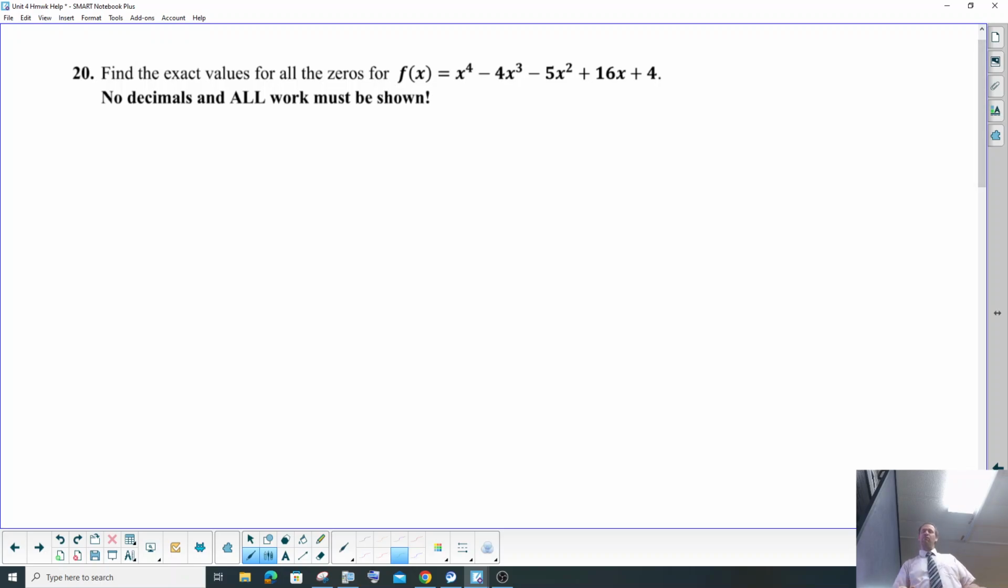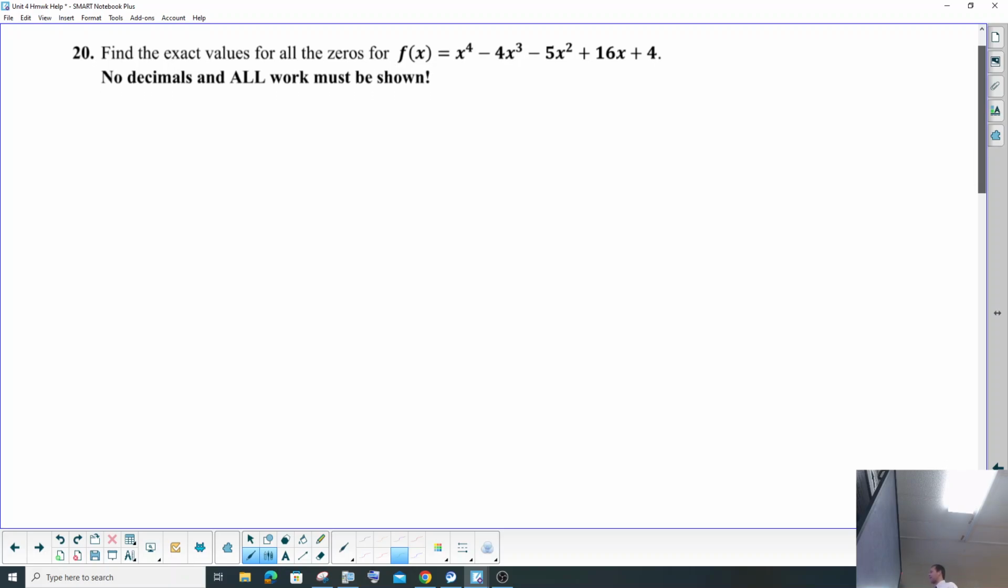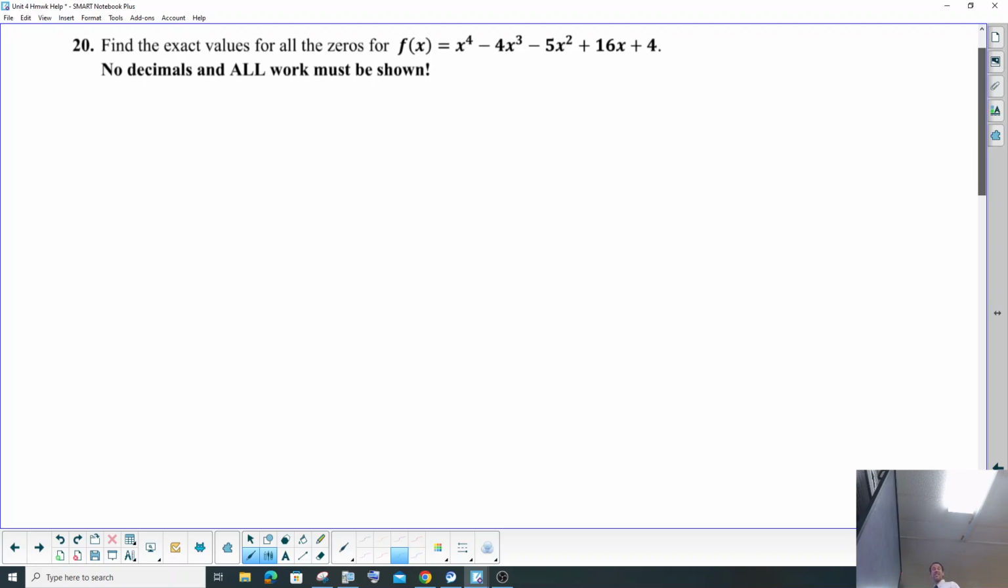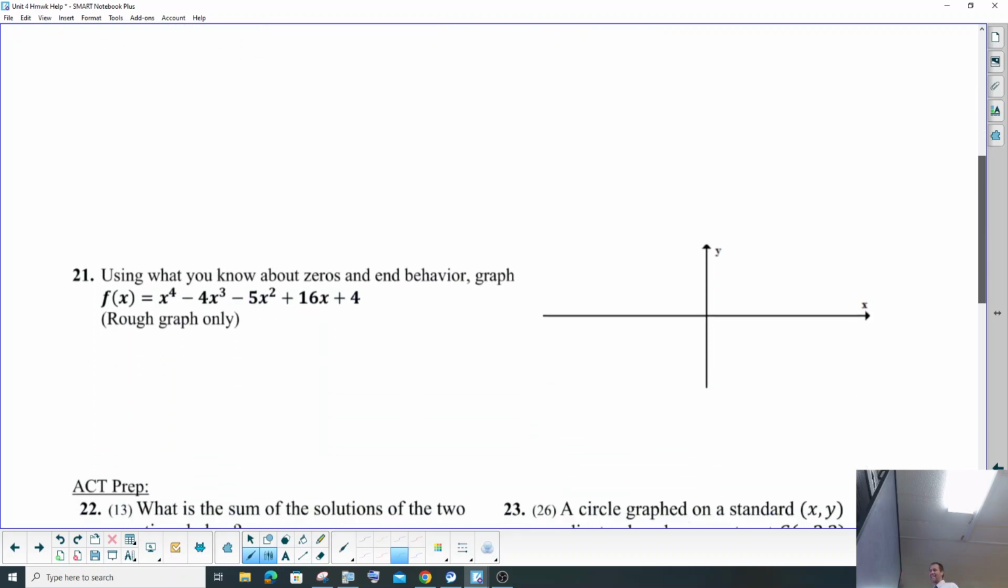Before, we were able to just set it equal to 0. But you might have to factor by grouping, because x to the 4th power is bigger than the 3rd power. So probably have to do factor by grouping. Or you might have to do synthetic division again. Do synthetic division twice.